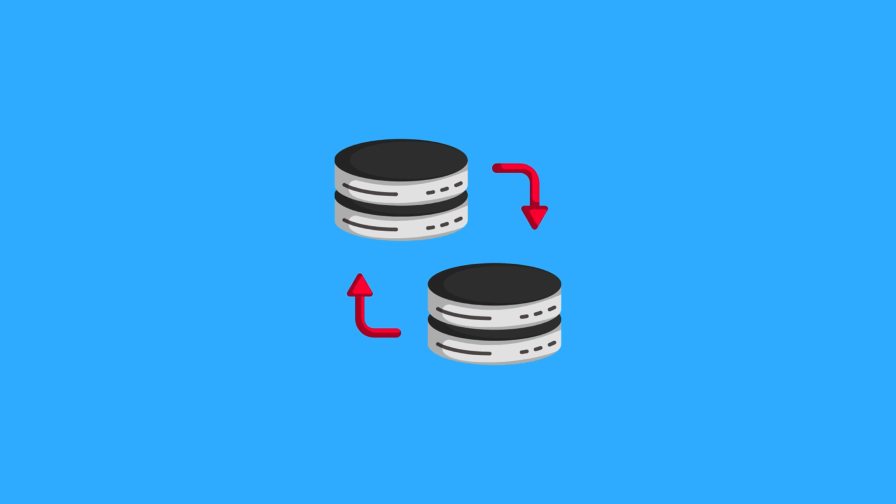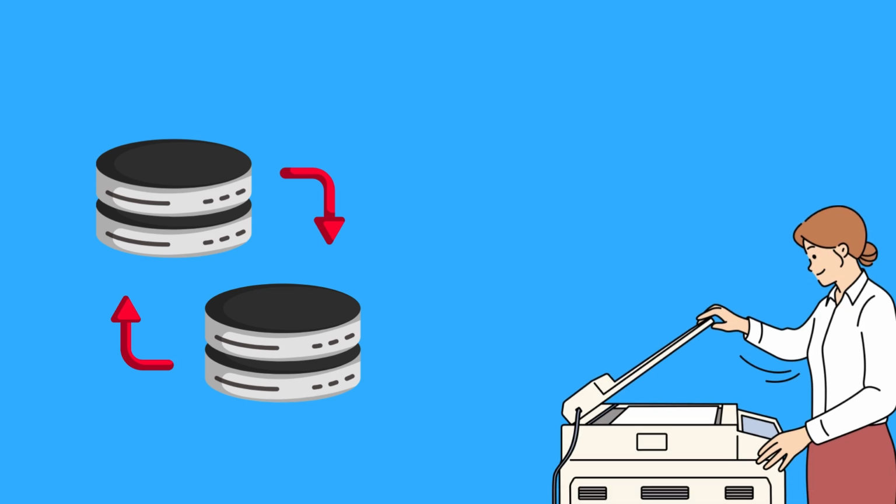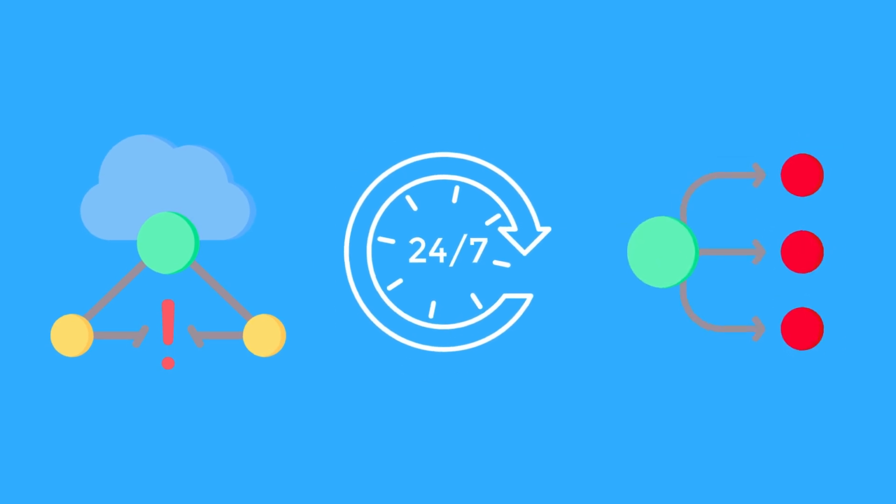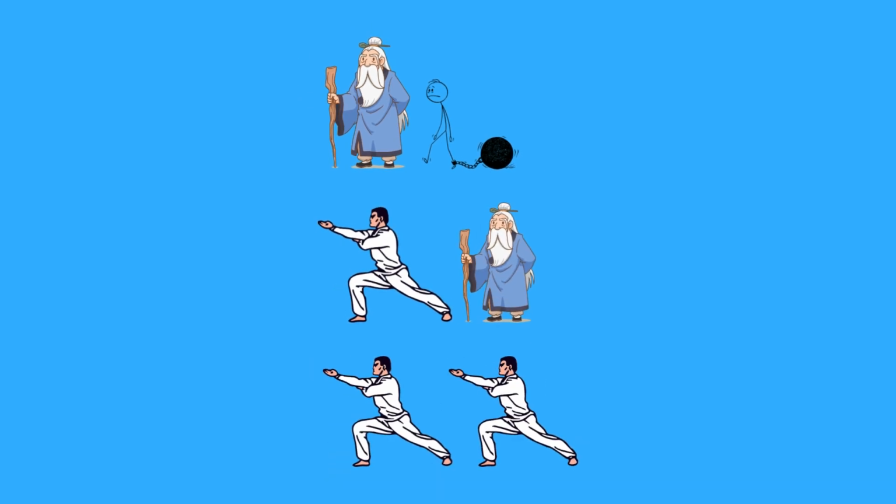First, let's talk about database replication. In simple terms, replication involves copying data from one database server to another. This ensures that multiple copies of your data exist across different servers, which can help with fault tolerance, availability, and load distribution. There are different types of replication strategies, including master-slave replication, master-master replication, and peer-to-peer replication.